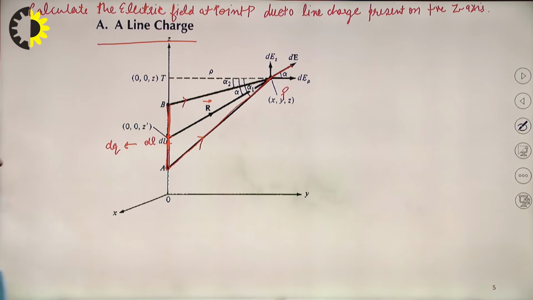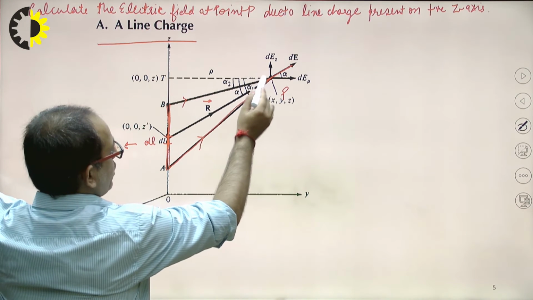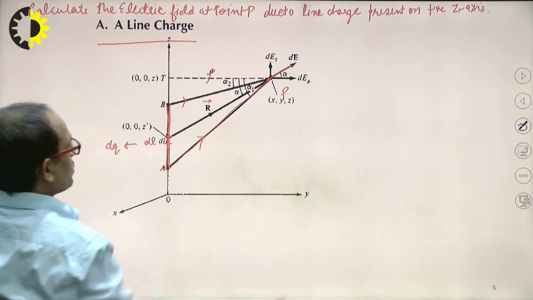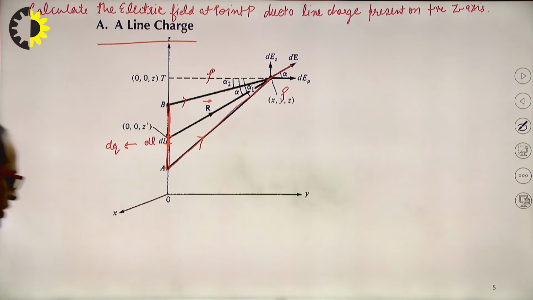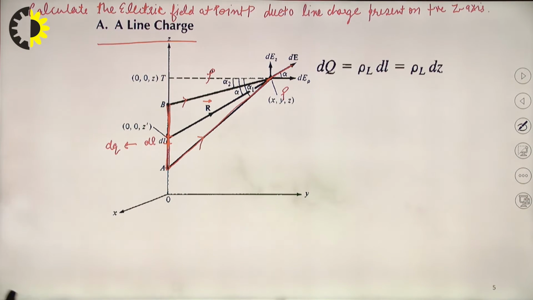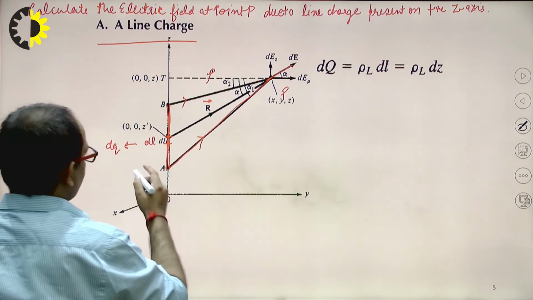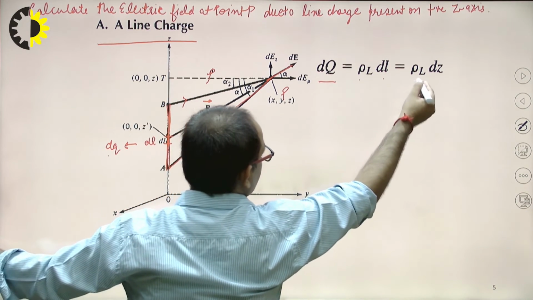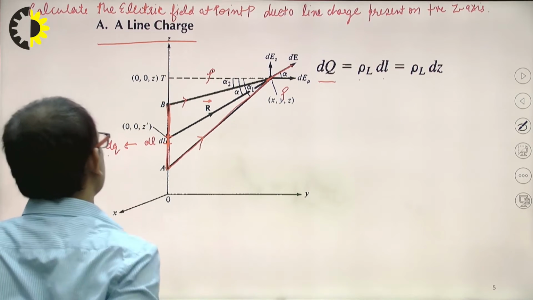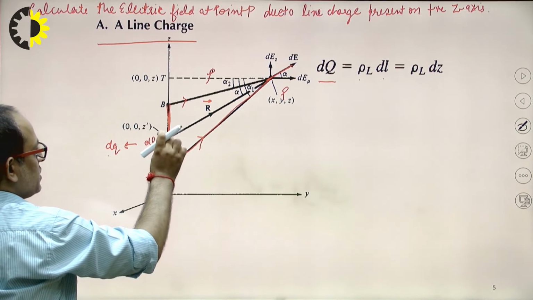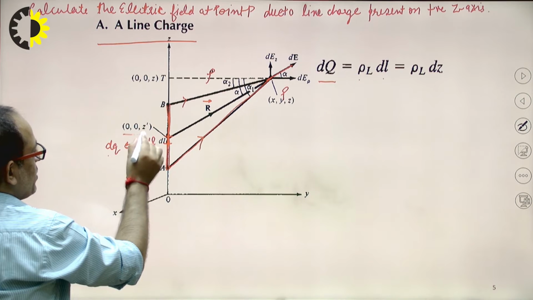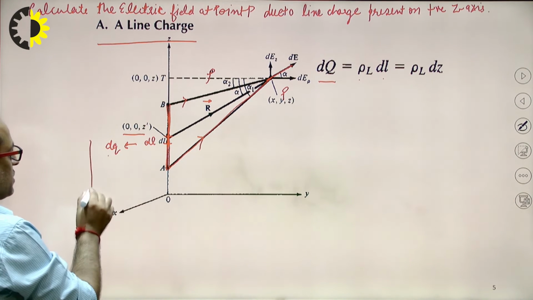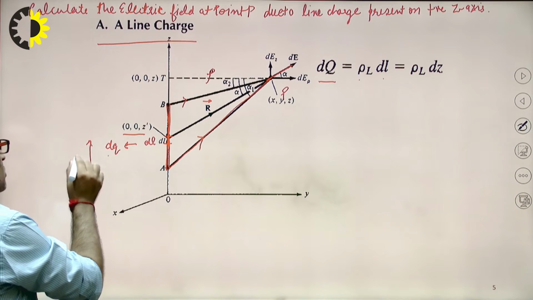Clear? And this one is the perpendicular distance from P to the z axis, that is denoted by rho. Clear? Now see, dq will be rho l into dl, that is rho l into dz, because it is along the z axis, and this point will have a coordinate of 0, 0, z dash, meaning this z dash is this one.